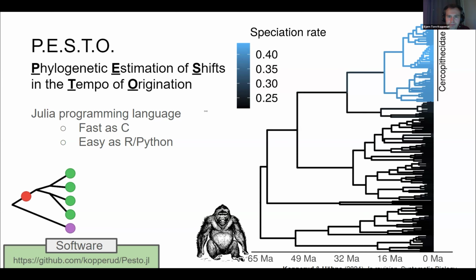PESTO is implemented in the Julia programming language, which is as fast as C, but it's also dynamic, and it's as easy to use as R or Python. If you want to test it out, you can go to this link. Maybe it's a bit quick, but I will also have the link later on.